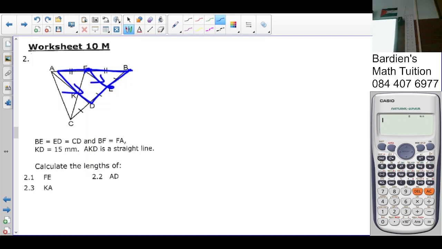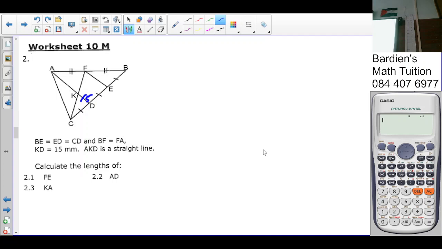Now FE, what is this? If E is parallel, we also know that that is double that, or half basically. Can you see that, people? So that should jump out immediately at you. Okay, then we are told that KD is 15. KD is 15, and AKD is a straight line. AKD is a straight line.